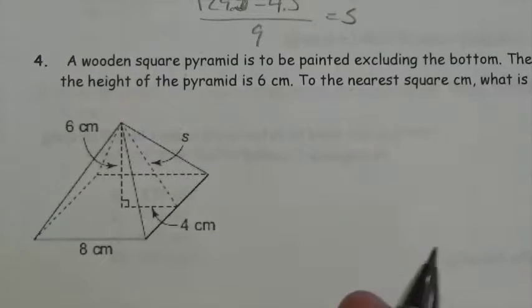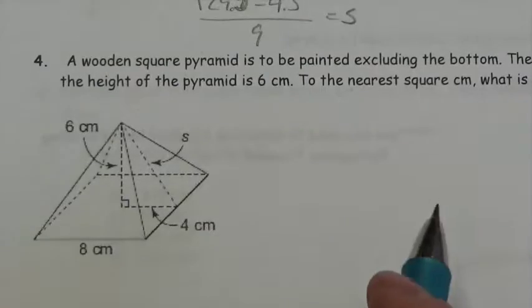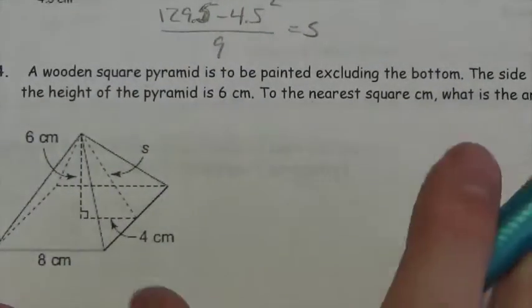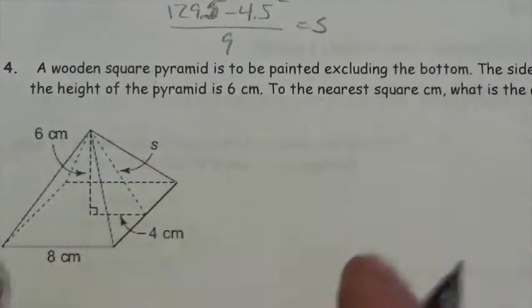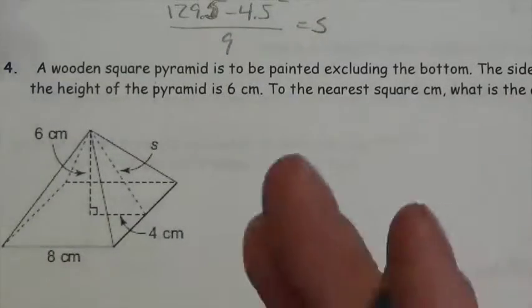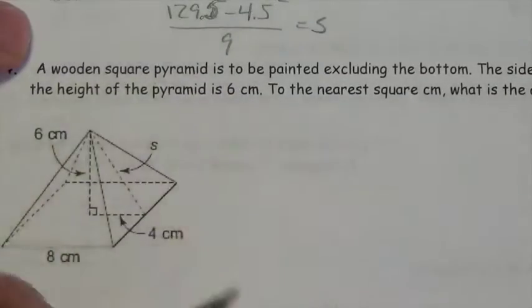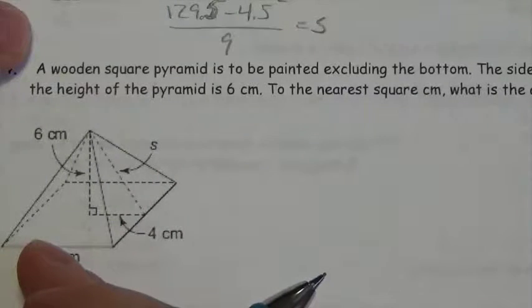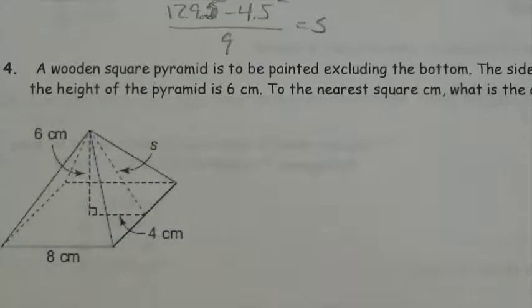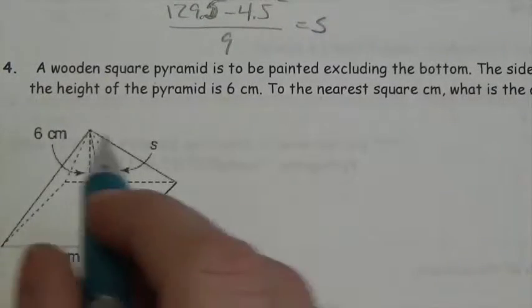All right, so this question says that a wooden square pyramid is to be painted, excluding the bottom. Now, this is the sort of question that you're going to get on an exam, something like this for sure, where it's not the whole thing that's being dealt with here. So you're going to have to understand a little bit more deeply what the formula is saying to understand what you have to do.